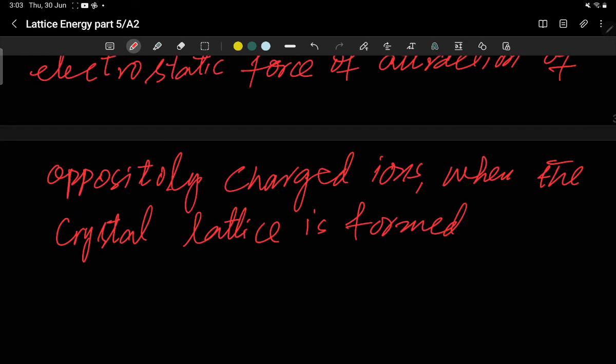So this is all about how to construct the Born-Haber cycle to calculate the lattice energy of ionic compounds.